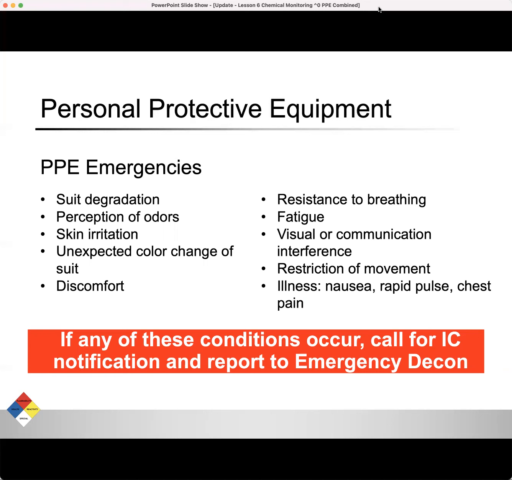If for some reason your movement is restricted unexpectedly, or if you start having signs or symptoms of illness, nausea, rapid pulse, chest pain, or other. If any of these conditions occur that describe a PPE emergency, call for the IC notification and report to emergency decon. Two things happen in a PPE emergency. You're going to notify the IC and you're going to report to emergency decon.